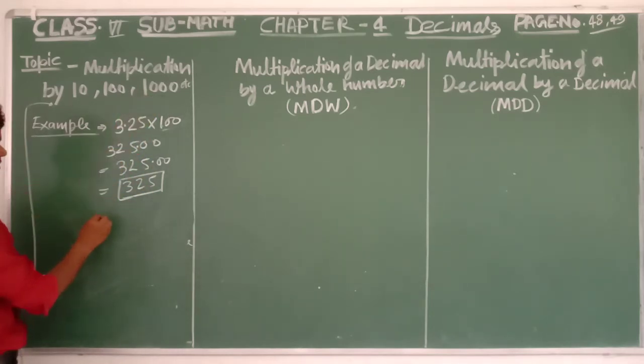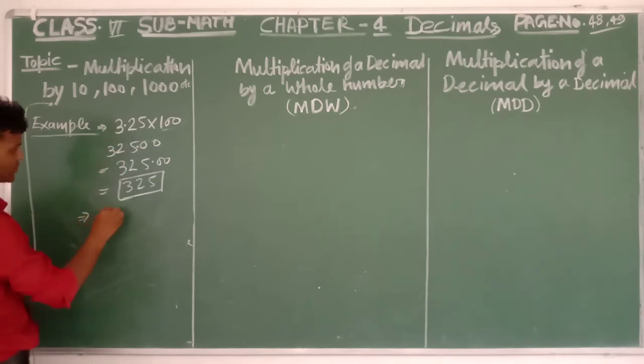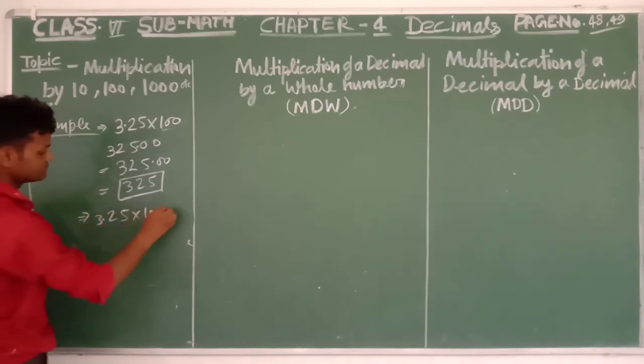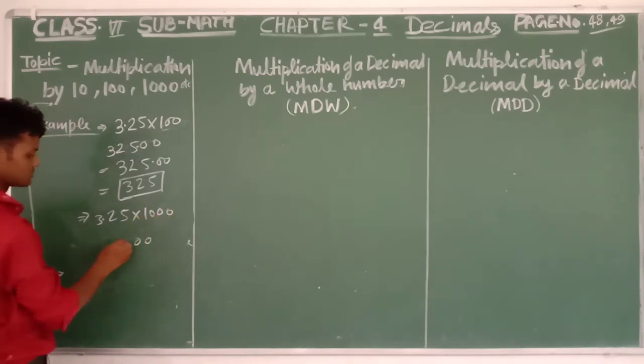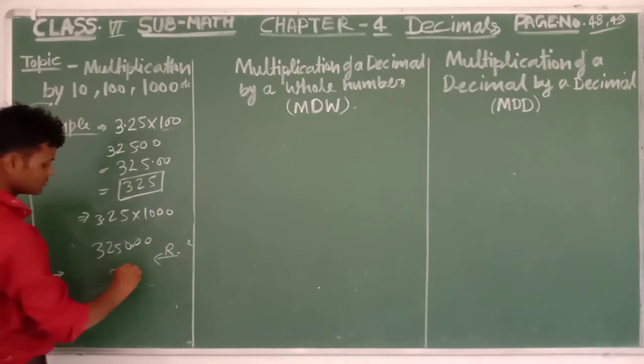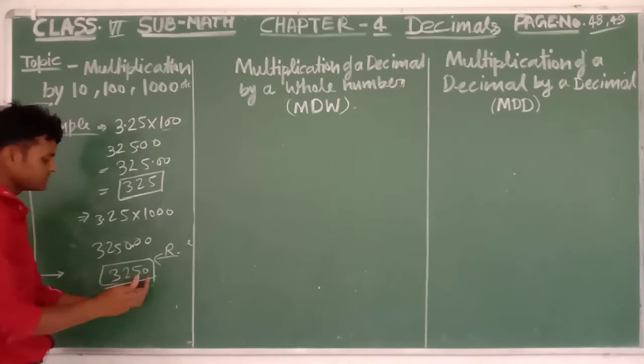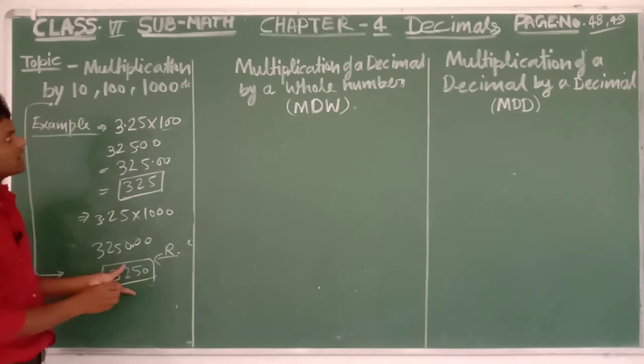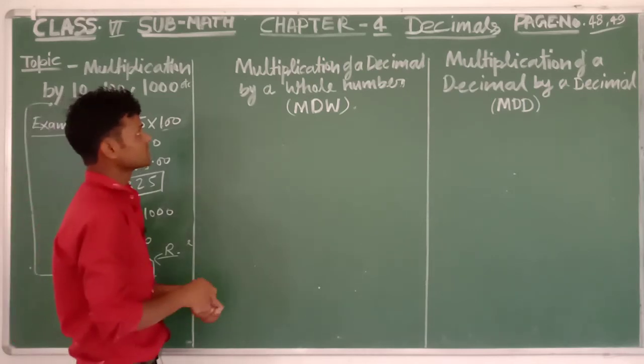Next example for the same number, 3.25 multiply 1000. If you multiply with 1000, you get 3 0. You write here 3 0 and you write the same number. Okay, and you count the decimal places 1 2, right side. You got the number 3250. You can understand this way. You can do it. Now we are going to your second point.